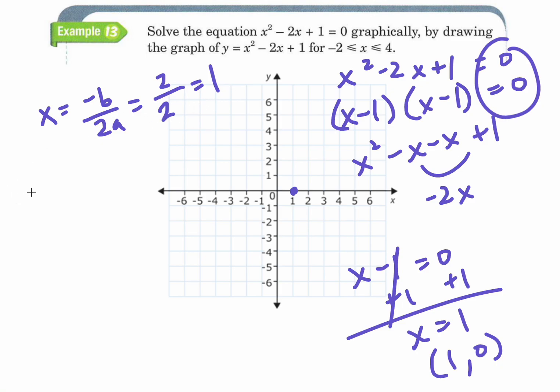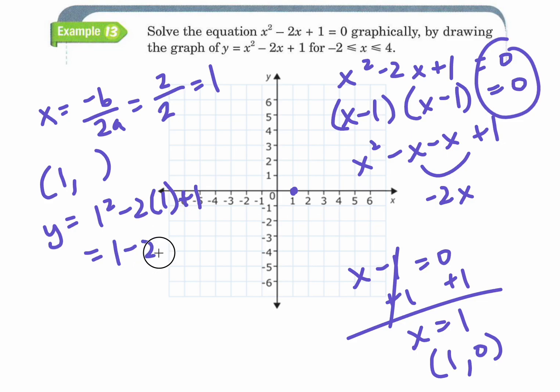And remember, since the x value is equal to 1, we still need to figure out the y value. So y equals 1 squared minus 2 times 1 plus 1. So it equals 1 minus 2 plus 1. 1 minus 2 is negative 1. Negative 1 plus 1 is 0. So it ends up being 1 and 0. So that one is our vertex.